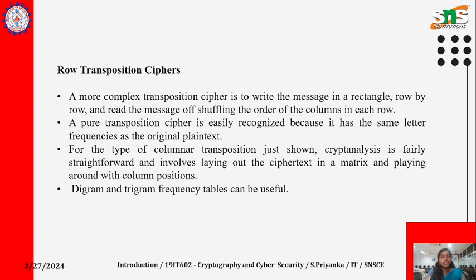Here, a pure transposition cipher is easily recognized because it has the same letter frequencies as the original plain text. For this type of columnar transposition, cryptanalysis is fairly straightforward and involves laying out the ciphertext into a matrix and playing around with column transposition. Digram and trigram frequency tables can be useful here.